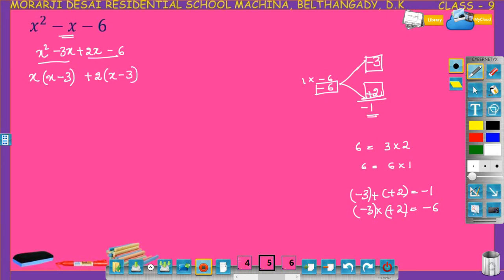Once you check here, 2 into x is 2x, 2 into 3 is 6, minus 6. So x minus 3, x minus 3 is a common factor. The remaining is x plus 2. So x minus 3 into x plus 2 are the factors of x square minus x minus 6.